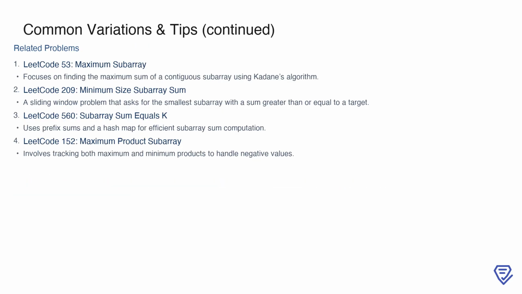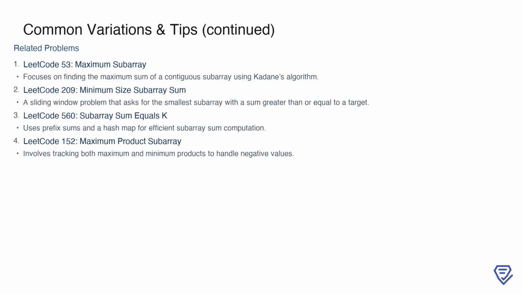To further strengthen your understanding, it's helpful to explore related problems that share similar concepts or techniques. For instance, LeetCode 53, Maximum Subarray, focuses on finding the maximum sum of a contiguous subarray, and it's solved efficiently using Kadane's algorithm. Another example is LeetCode 209, Minimum Size Subarray Sum, which uses the sliding window technique to find the smallest subarray with a sum greater than or equal to a target value.